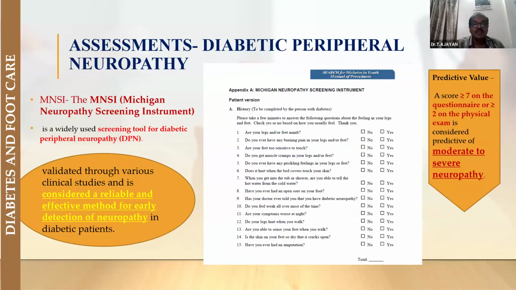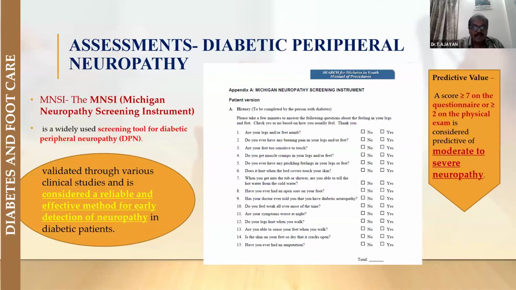Those who are interested, the practitioners, you must use the diabetic peripheral neuropathy assessment scale. It's also helpful to work out the prognosis of the disease. Whether after administration of homeopathic medicine the patient has improved or not, we are able to work out.